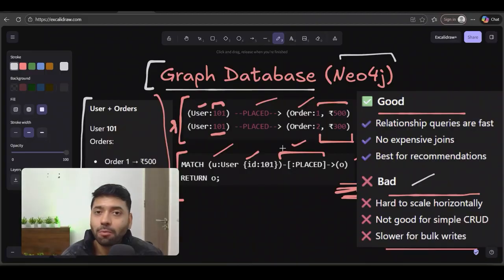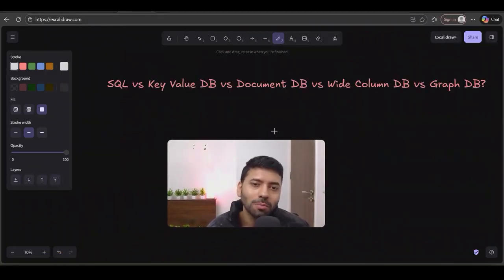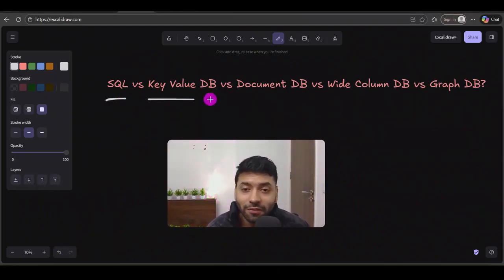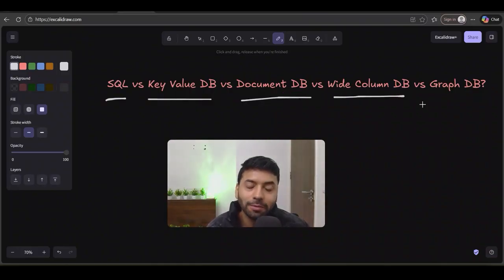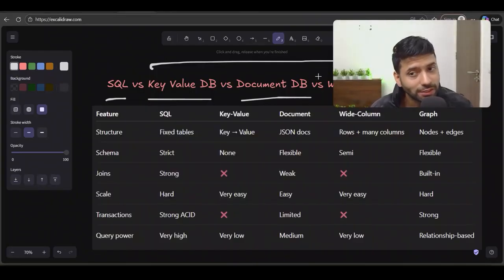Now that we have discussed SQL and all the 4 categories of NoSQL database, I have a brilliant question, and I think you also might have the same question in your mind, which is: what is the difference between SQL versus key value database versus document database versus wide column database versus graph database? So these are 4 categories of NoSQL database, and this is SQL database. So what is the difference? So let's try to understand this.